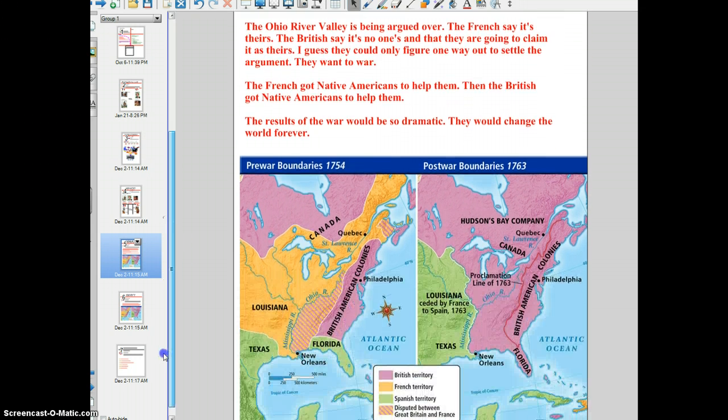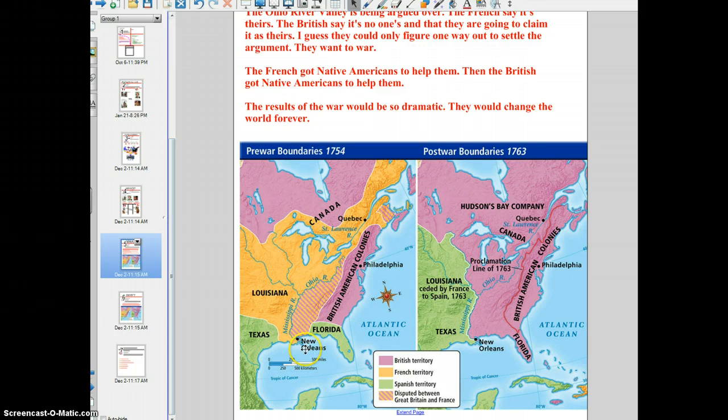Take a look at the impact of the war. You can see all this French territory before the war, pre-war boundaries, 1754. French territory is very large, and of course it stretches into Canada, as we studied, and it's in this Great Lakes region, this Ohio River Valley region, which the French claim is theirs.